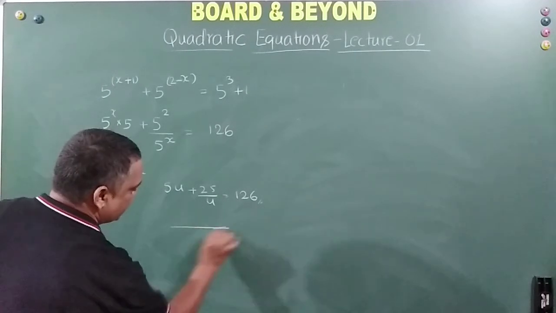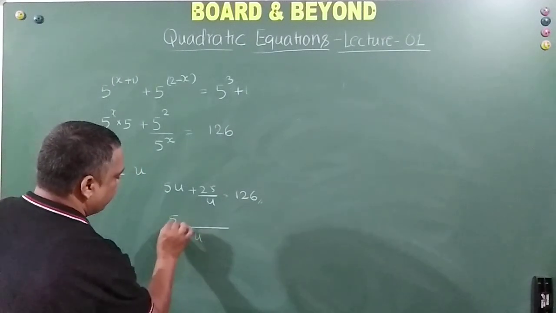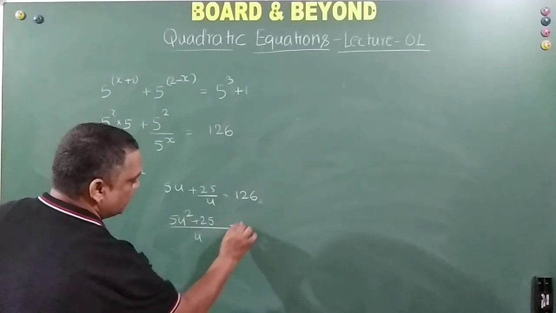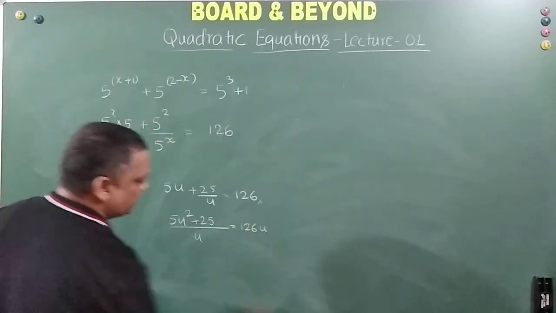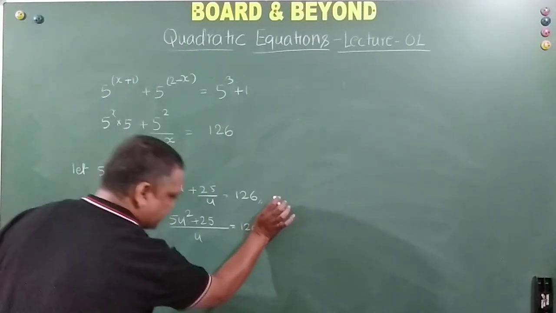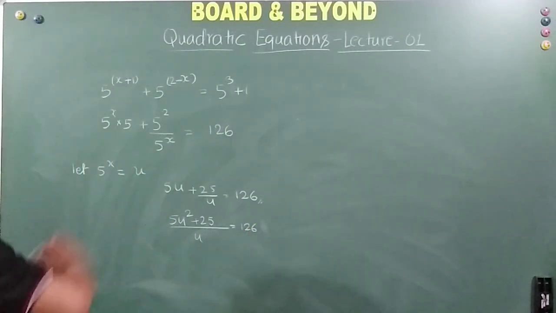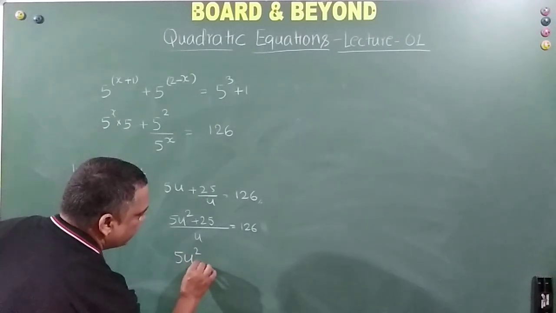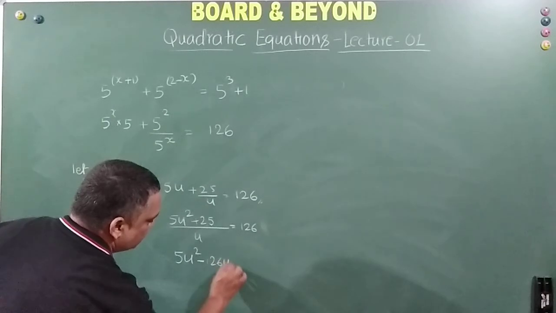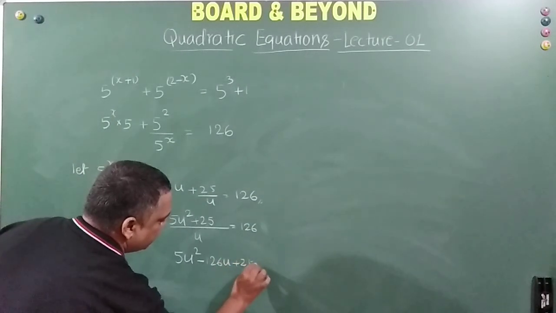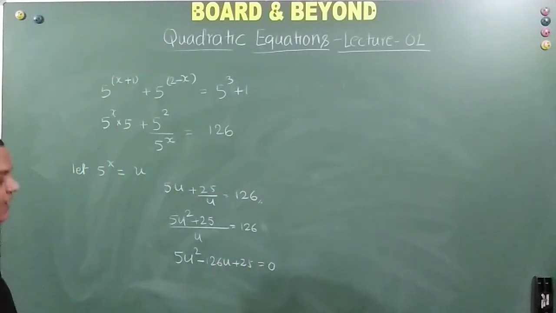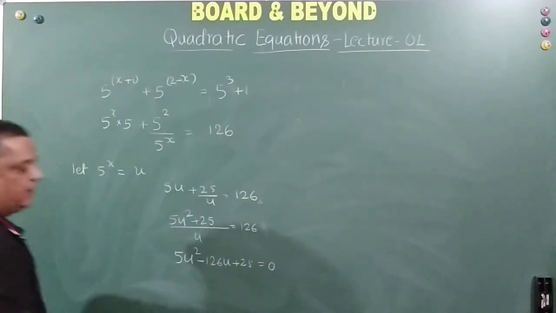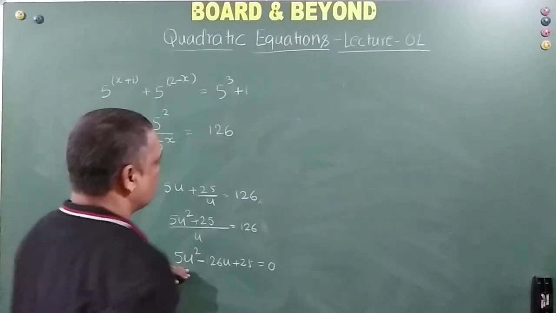So now taking u as LCM, this becomes 5u square plus 25 is equal to 126u. Do we all agree? When I do the cross multiplication, it becomes 126u. So that is 5u square minus 126u plus 25 is equal to 0. So friends, I have cross multiplied and brought that term to this side and then written a quadratic equation. Now this is a quadratic equation.